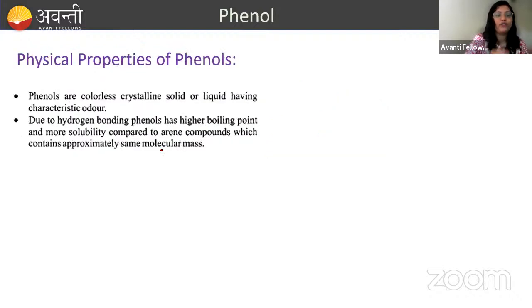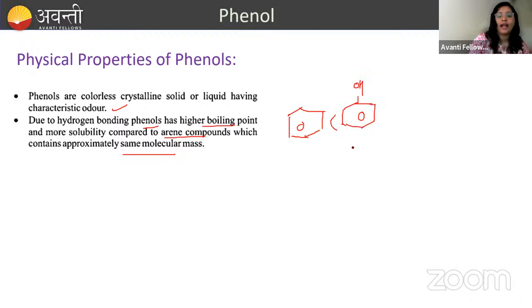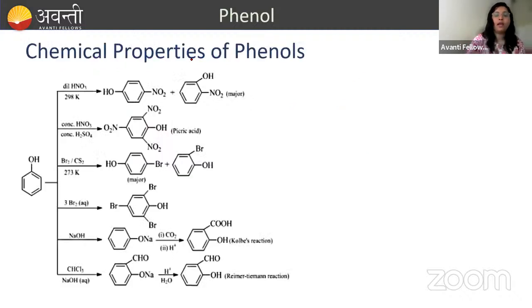Right. So let's move on to the physical properties of phenol. So phenols are colorless crystalline solid or liquid. They have characteristic odor. Due to the hydrogen bonding present in the phenol, they have higher boiling point and more solubility compared to the arene compounds, which contain approximately same molecular mass. So when we talk about the aryl compounds, which are having only benzene in them, and the phenol compounds, which are having OH in them, the boiling point and hydrogen bonding is more for phenol as compared to the arene system.